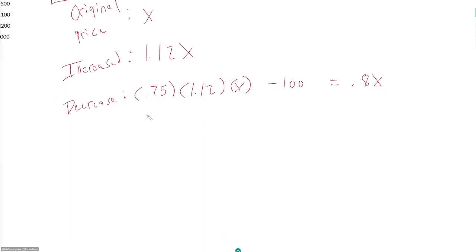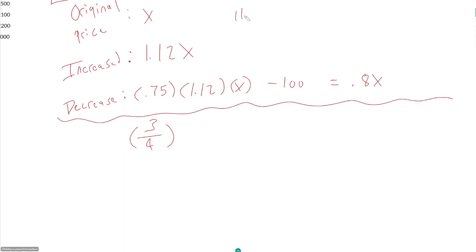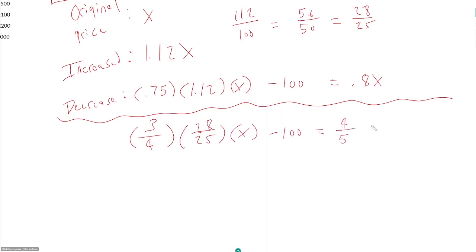So now that I've done that, now I can start converting my decimals into fractions because now I need to do the arithmetic to solve for x. And so 0.75 is 3/4. 1.12, what is that as a fraction? We have 112 over 100. I can divide each of these by 2 to get 56 over 50. I can divide by 2 again, 28 over 25. So 3/4 times 28 over 25 times x minus 100 is equal to 0.8 or 4/5 x.